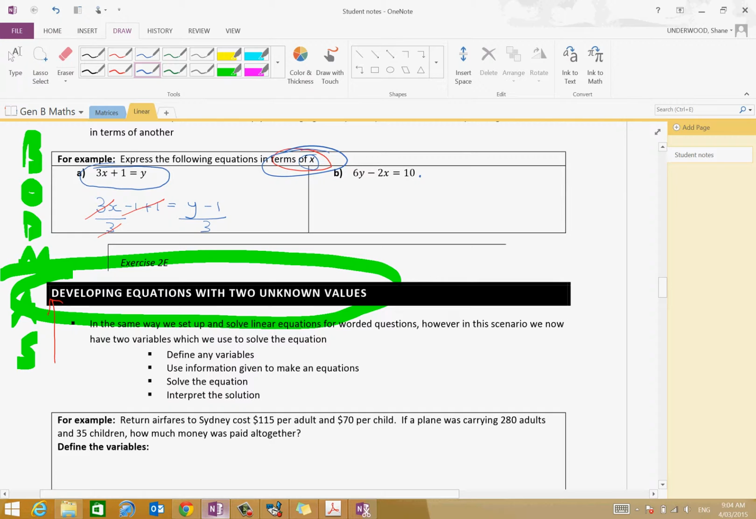You may want to pause the video, and we're going to do this question now. Try to do it by hand if you can. So if you can, pause the video now and have a go at it.